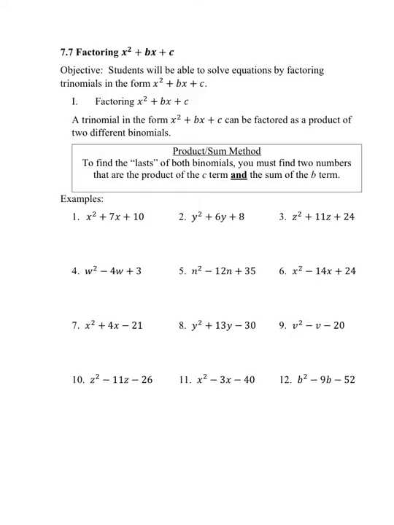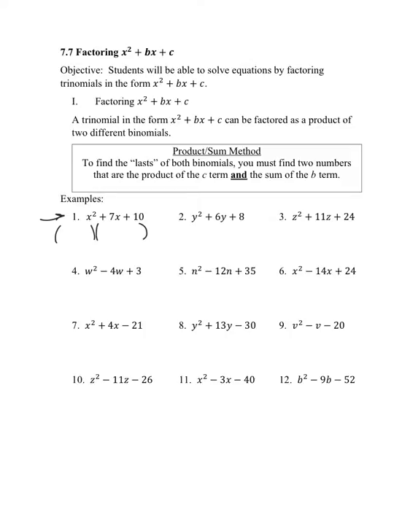So the first thing you have to look at is actually the signs in the polynomial. So we're going to do 1, we'll do 4, and then we'll do 7, and you'll see the difference in the binomials. So in number 1, I always start like this. In number 1, you have x squared plus 7x plus 10.